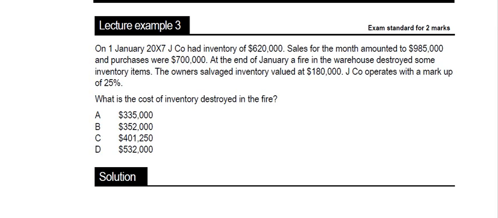So at the beginning of the year, or at the beginning of January, that 620 is a correct figure because that's what they had before the fire. The purchases are also correct. So using the markup formula, we know the sales are 985.